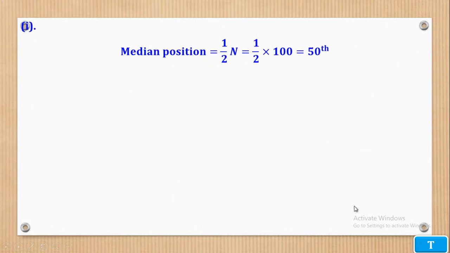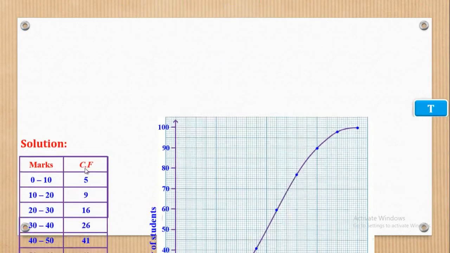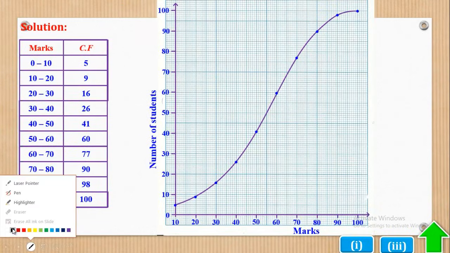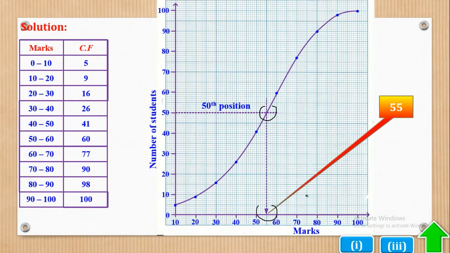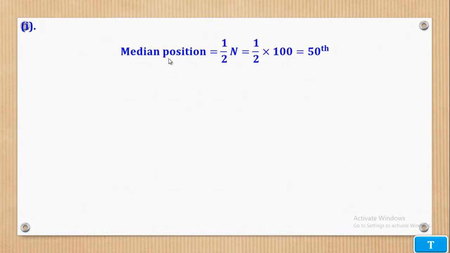So median position is 50, so go back to your graph and draw a horizontal line through 50 to meet this curve, draw perpendicular to meet the horizontal axis, and read off that value. 55 will be now your median. So just come here and conclude that the median is 55.